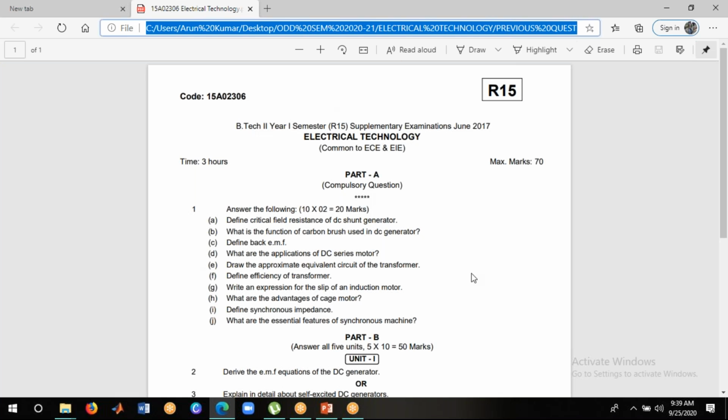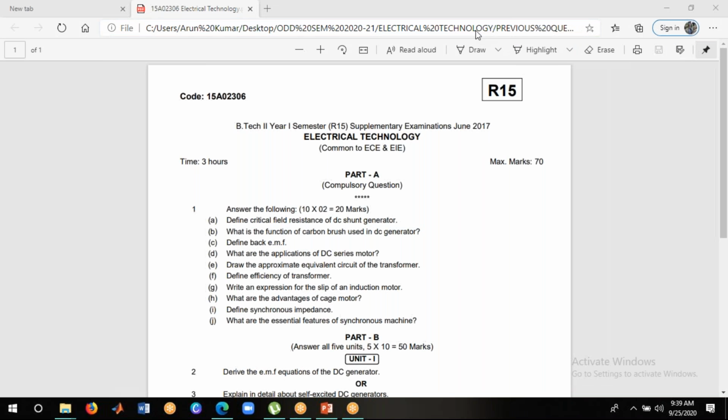Right. So this is the question paper for R15 regulation. It was asked in June 2017. See here, if you see the 2 marks question, define critical field resistance of DC generator. Okay, now, critical field resistance అంటే ఏంటంటే, in a DC generator, the field winding is connected in parallel with armature. When the resistance of field winding is more than critical field resistance, then the generator will come to rest position. Next, what is the function of carbon brush used in the DC generator?